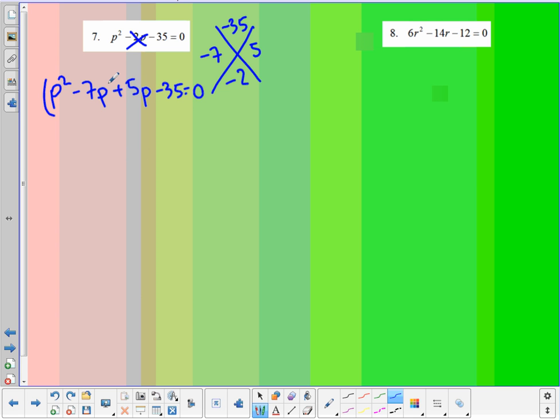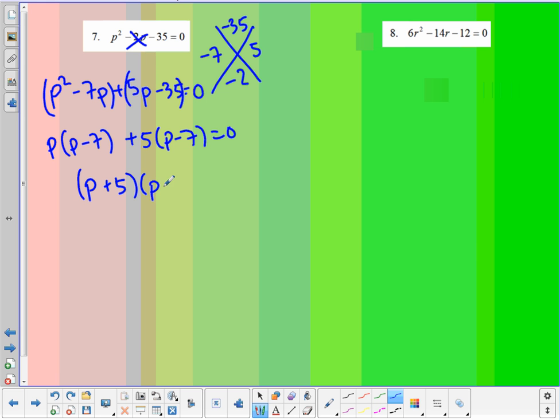Then I group and pull out the p to give me p minus 7. Pull out the 5 to give me p minus 7. Still all equal to 0. My two factors are p plus 5 and p minus 7. So again, here's where you're going to take that one step further. Since I have this equals 0, that's what tells me I need to actually go one step further and solve this, because I have an equation here and not just an expression that I need to factor.